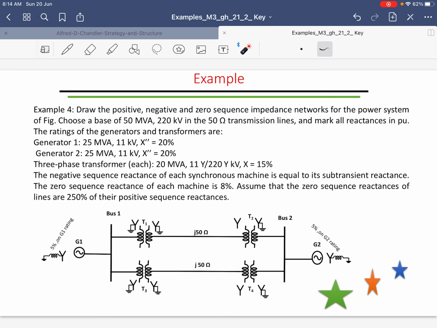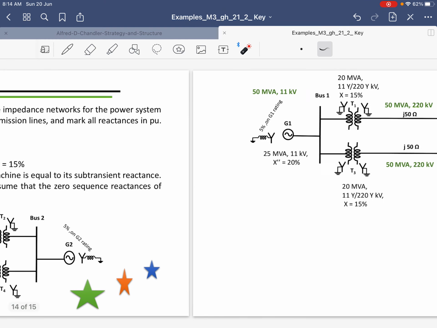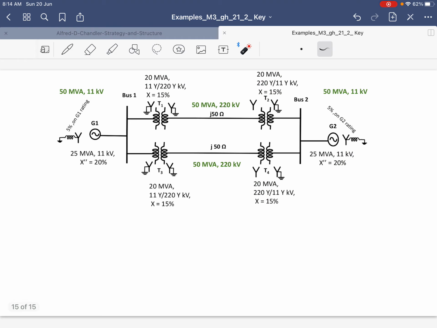Then you have to specify the respective values of x1, x2, and x0 of each equipment in the positive, negative, and zero sequence diagram. Therefore, our first step is to find the new per unit value on a common base of 50 MVA, which is specified in the 50 ohm transmission line. What I am doing here is calculating the per unit quantities on 50 MVA, 220 kilovolts, that is chosen in the transmission line.